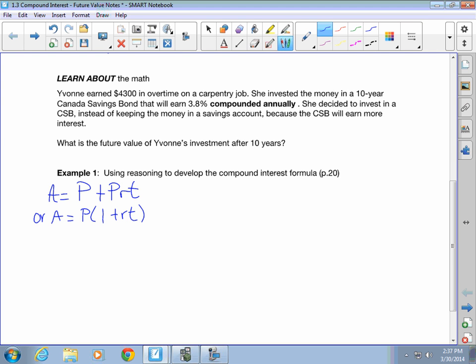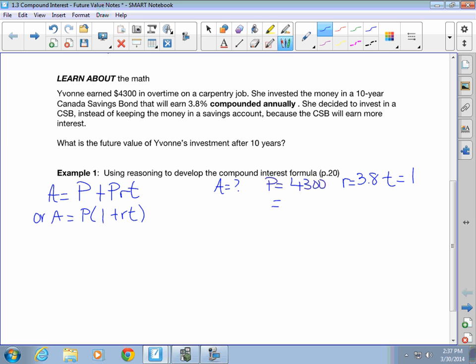Taking a look at this, using either formula, we know our A is what we're trying to find. Our principal amount that she was investing was $4,300. Our R, our interest rate, was 3.8%, and our T is our time in years. How much will she earn in a year? Remember, it's compounded annually, so the interest is only applied once a year.